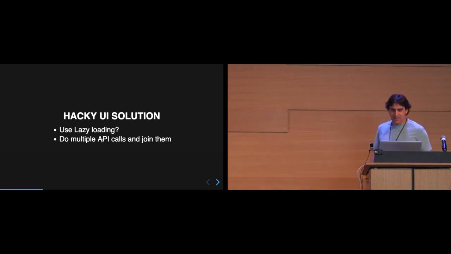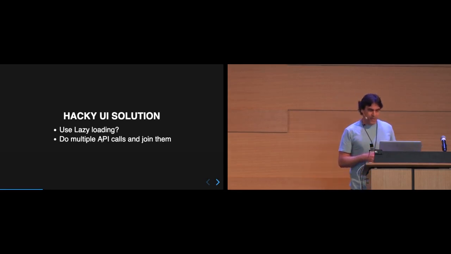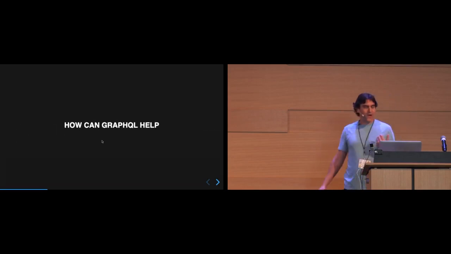It's not very intuitive, and it's probably not documented, some of these hacky solutions. You could also do multiple API calls and aggregate them in the JavaScript. And that gets complicated too, because you're doing one-off solutions, and it's usually not documented, and fix-me's and to-do's don't count. So how can GraphQL solve this problem?